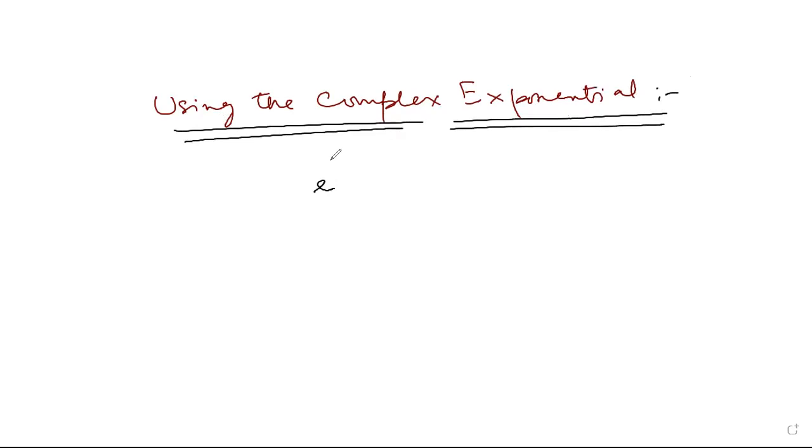and its geometrical interpretation. Euler's relation is e^(jθ) is equal to cos θ plus j sin θ. So this is our Euler's relation.